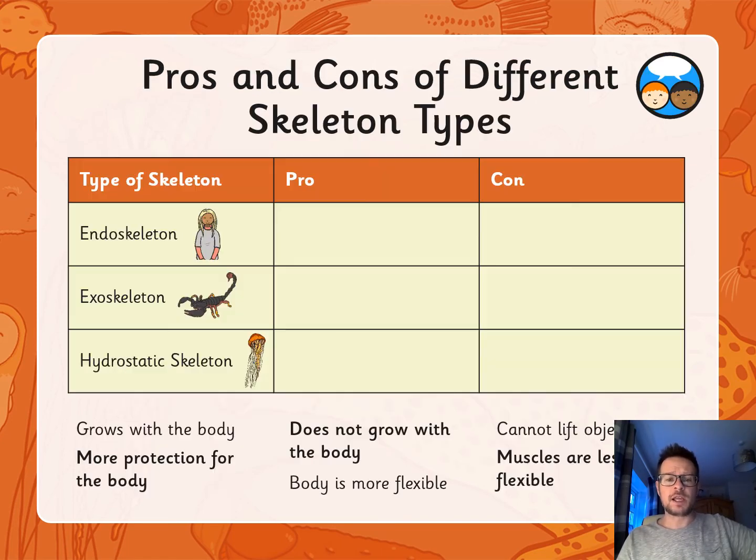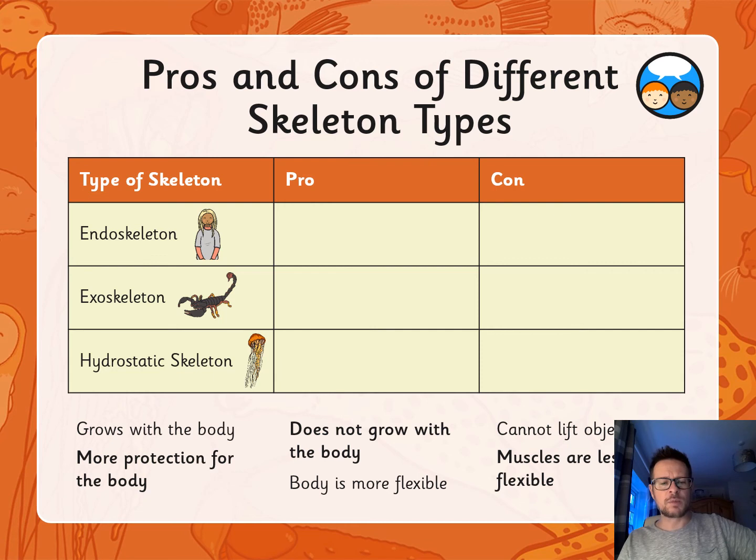Once you have done that, there is this table here, and the answers are on here, but I want you to try and think about this for yourself. You can come back and look at the video if you need to. So it's got the 3 types of skeleton: endoskeleton, exoskeleton, and hydrostatic skeleton. And then it has a column for pros, what is good about those skeletons, and then the cons, what are the disadvantages or the bad things about those skeletons.